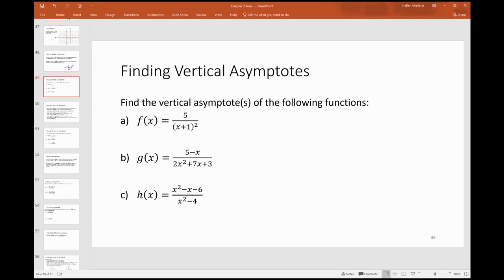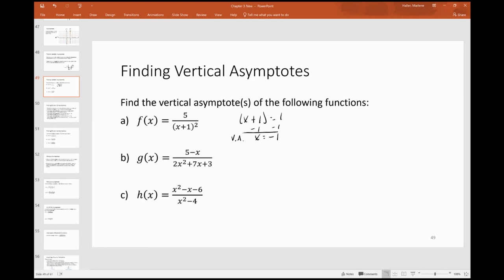All right, so what value would make the denominator 0? Well, we would just want to set that factor equal to 0 and solve, right? So we would just subtract 1 from both sides, and we see that when x is equal to -1, the denominator is 0. So that means we have a vertical asymptote at x equals -1.